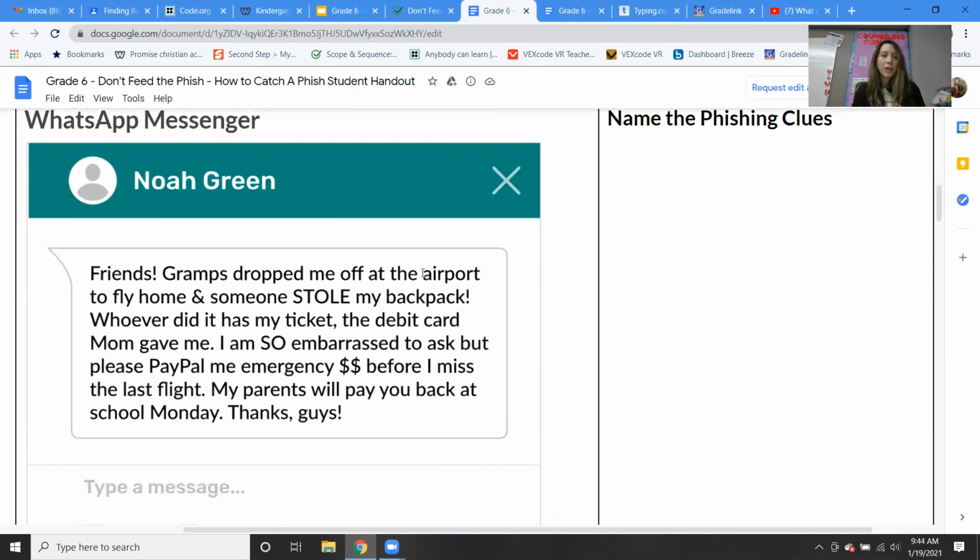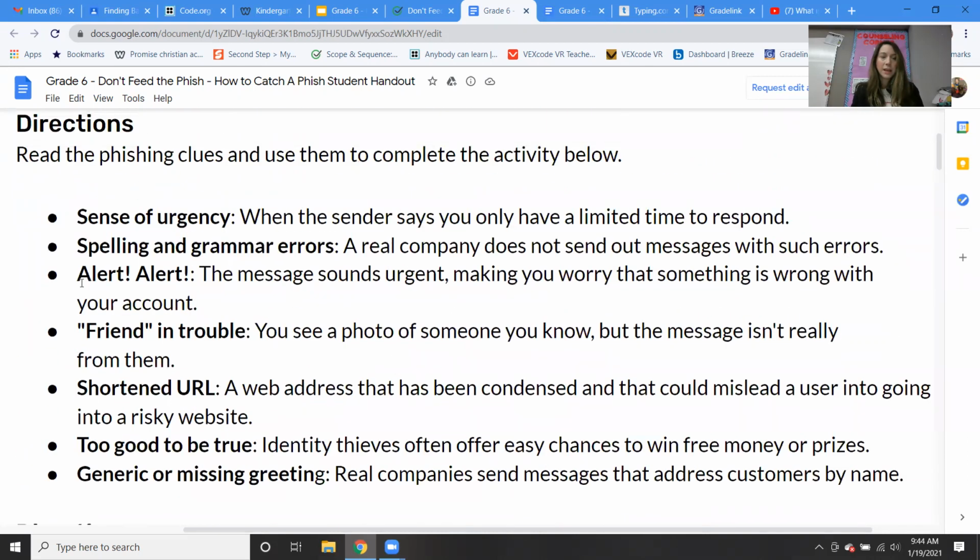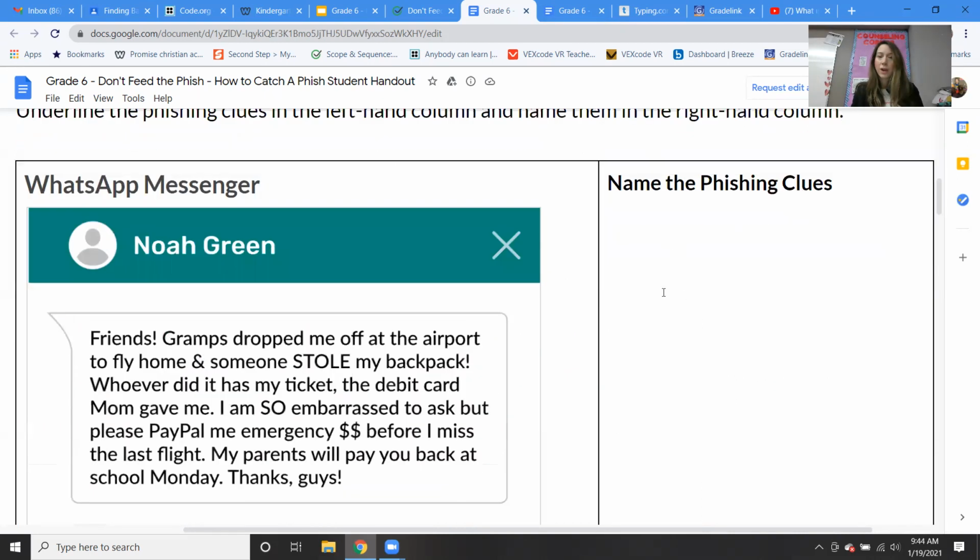Friends, Gramps dropped me off at the airport to fly home and someone stole my backpack. Whoever did this has my ticket, the debit card mom gave me. I am so embarrassed to ask, but please PayPal me emergency money before I miss the last flight. My parents will pay you guys back at school Monday. Thanks, guys. Okay. So already, what are we seeing? It's definitely an alert, a friend in trouble, a sense of urgency, right? So you would just start typing those in here, okay?